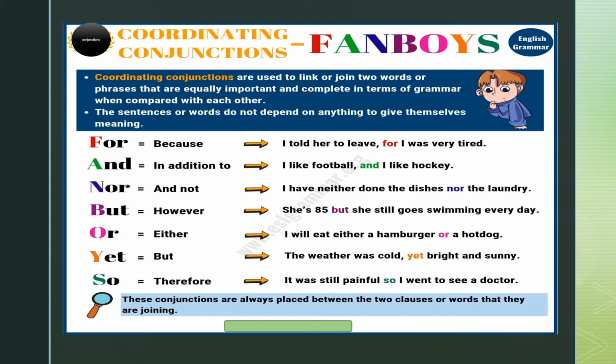She is 85, but she still goes swimming every day. She is 85, she still goes swimming every day. They're still independent sentences. I will eat either a hamburger or a hot dog. The weather was cold yet bright and sunny. It was still painful, so I went to see a doctor. Hence we see we are using these coordinating conjunctions to join sentences of equal importance.